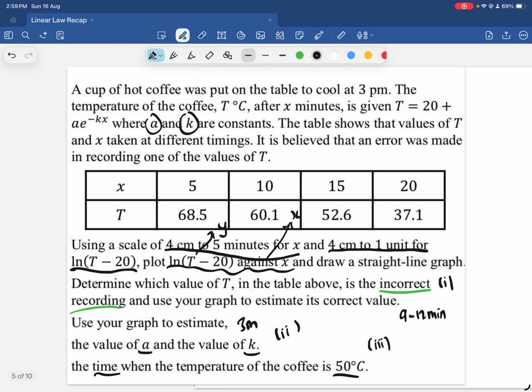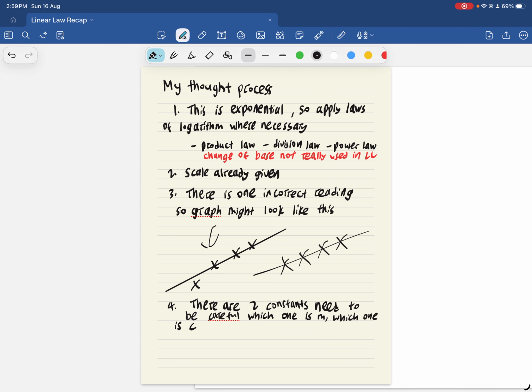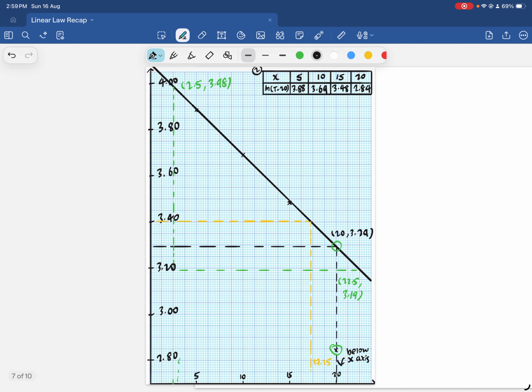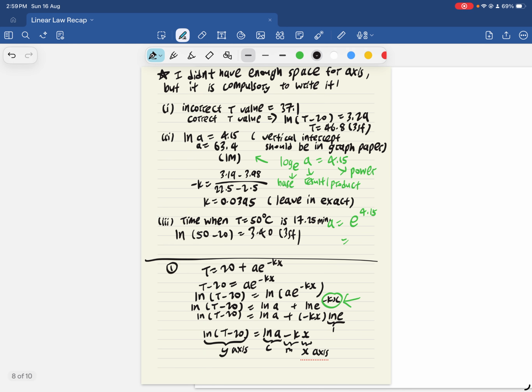Alright, since there are two constants, A and K, you need to be careful about which one is the gradient and which one is the vertical intercept. So this is my graph. And these are my answers. So the first step is to reconstruct the equation, make it a linear law in the form of y equals to mx plus c. So you shift the 20 across because they ask you to plot a graph of ln t minus 20 against x. Then you use your product law here, and then you use your power law here. So finally you get ln t minus 20 equals to ln a minus kx.